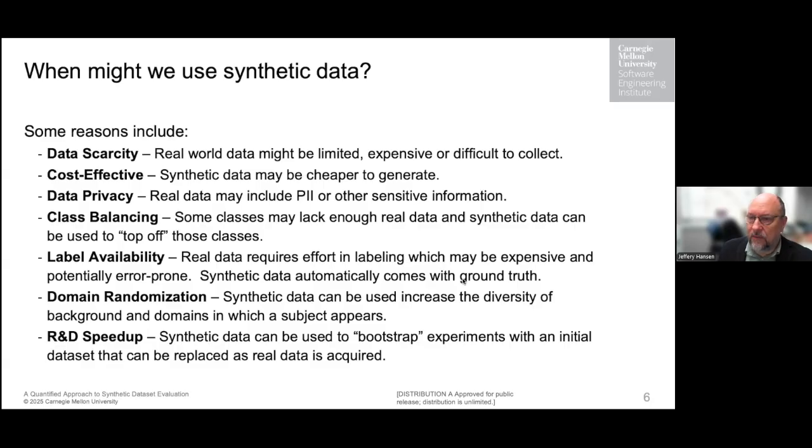When I'm training a model, ideally you want to have similar numbers of images of all the different classes that I'm working with. And so I might use synthetic data to top off those classes. Label availability could be another problem: I can't find enough experts to label the real data I have. Domain randomization: we all know that if I'm using a classifier on different types of vehicles in the desert, that classifier might not work very well if I go to an Arctic region or something like that.